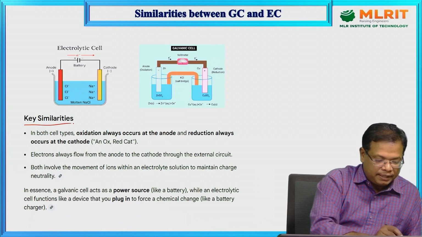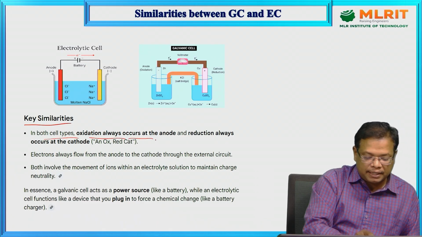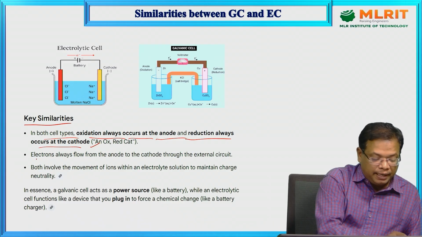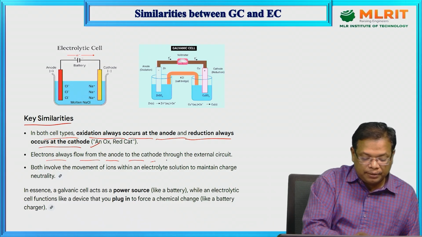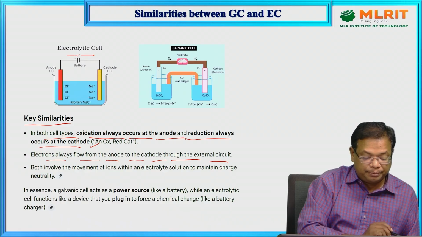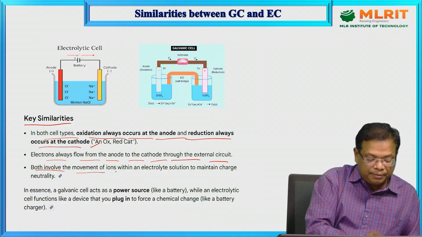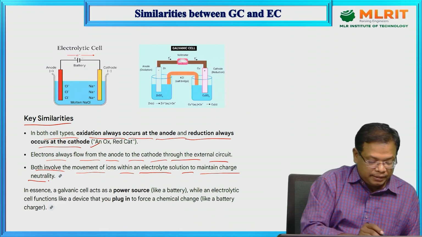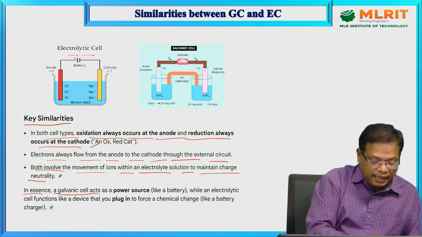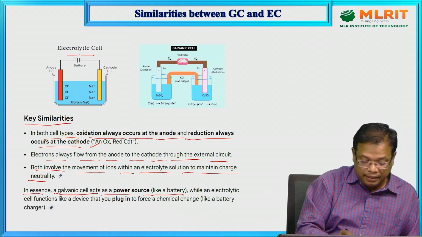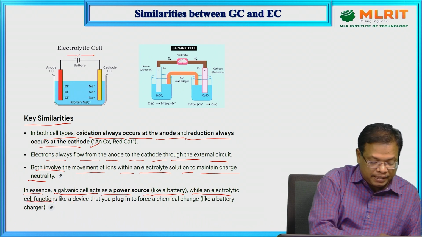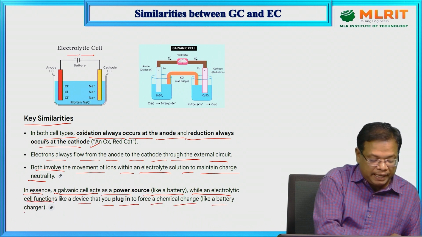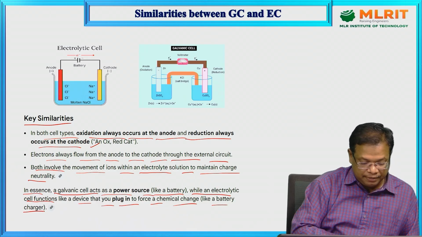So, key similarities. In both cell types, oxidation always occurs at the anode and reduction always occurs at the cathode. And the electrons always flow from the anode to the cathode through the external circuit, and both involve the movement of ions within the electrolyte solution to maintain charge neutrality. In a sense, a galvanic cell acts as a power source like a battery, while an electrolytic cell functions like a device that you plug in to force a chemical change, like a battery charger. These are the major differences.